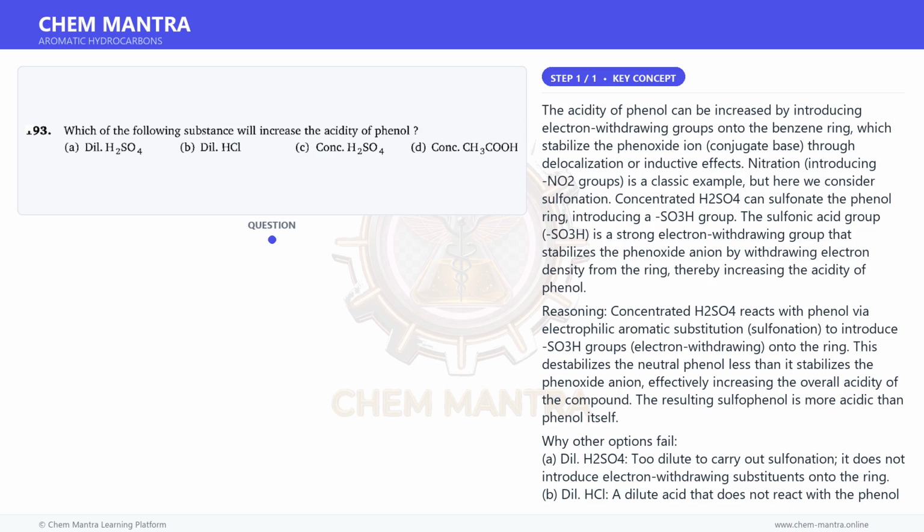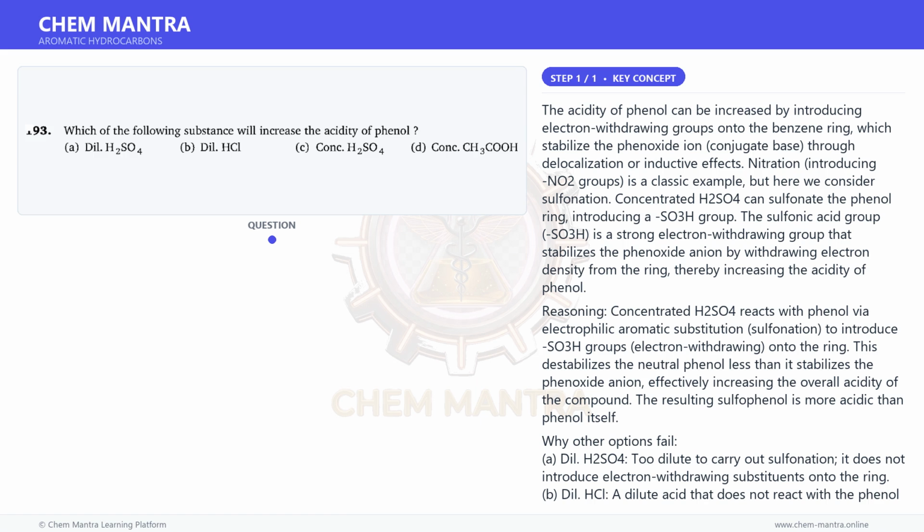The acidity of phenol can be increased by introducing electron-withdrawing groups onto the benzene ring, which stabilize the phenoxide ion, the conjugate base, through delocalization or inductive effects. Nitration, introducing NO2 groups, is a classic example, but here we consider sulfonation. Concentrated H2SO4 can sulfonate the phenol ring, introducing a SO3H group.